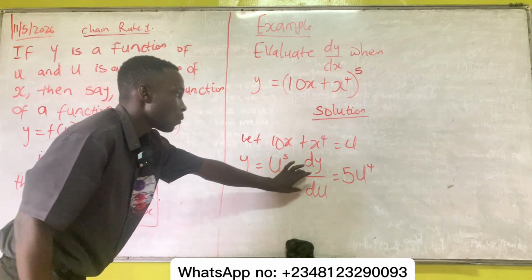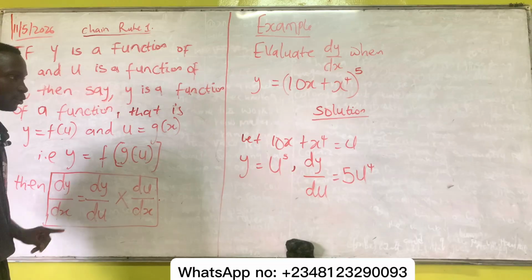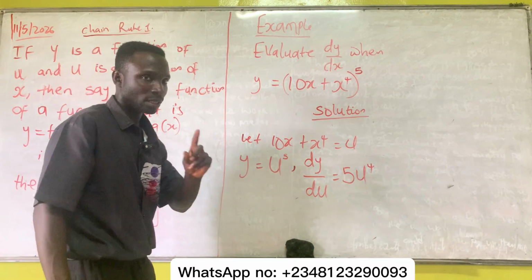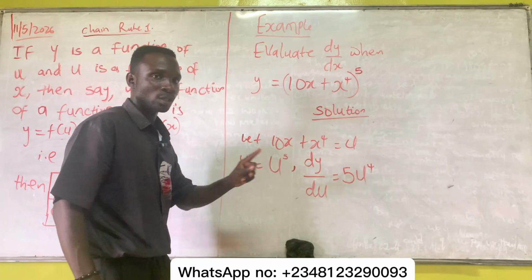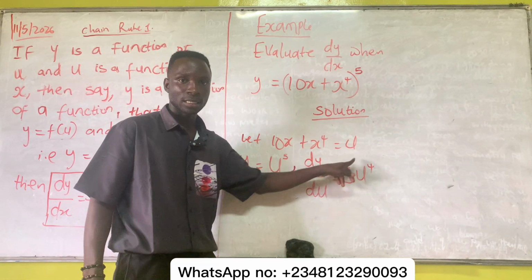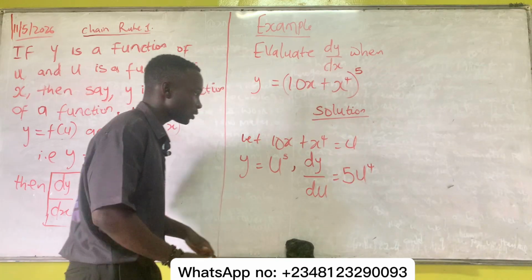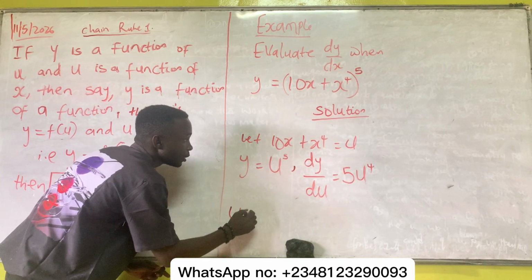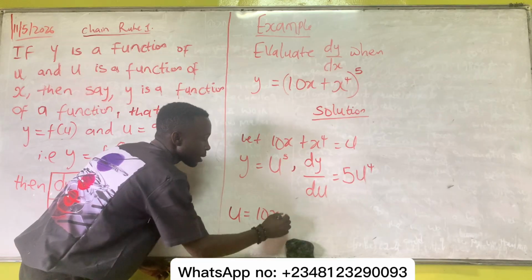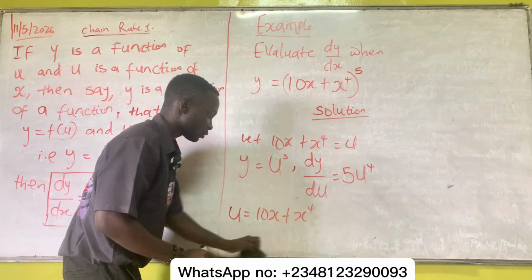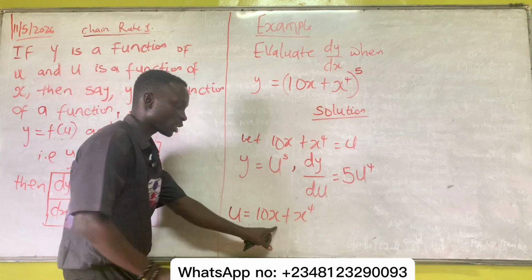The second part is, how do you get your du/dx? Now, this is where things get interesting. At this point, we said that 10x plus x raised to the power 4 is equal to u, correct? So therefore, just bring out our u equation, which is u equal to 10x plus x raised to the power of 4. After bringing it out, differentiate this u with respect to x.